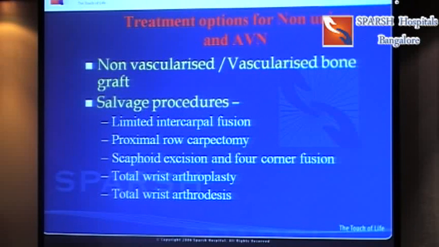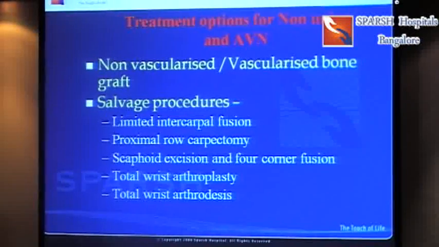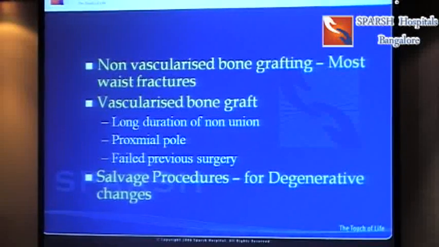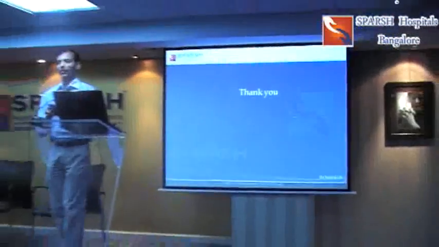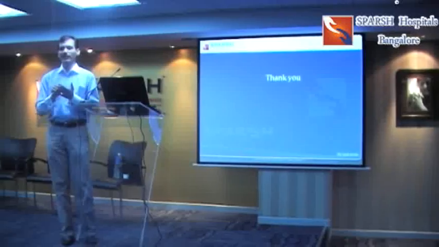If the location is distal, think about just bone graft and fixing. If it is proximal, vascularized bone graft and fixing. If it is degenerative, then salvage procedures. Okay? Right. Any questions about scaphoid? We'll go to TFCC in a minute. It's even a weird topic anyway, TFCC for all of you.